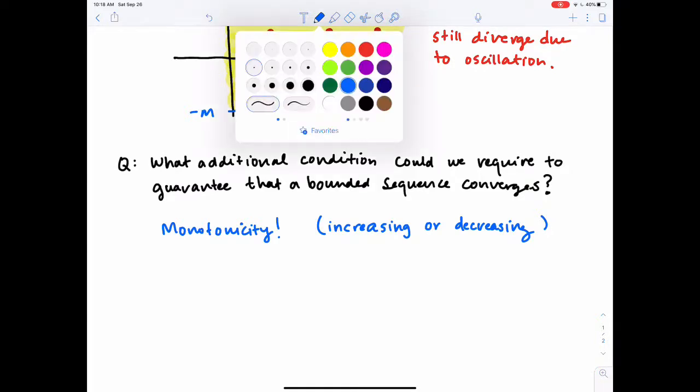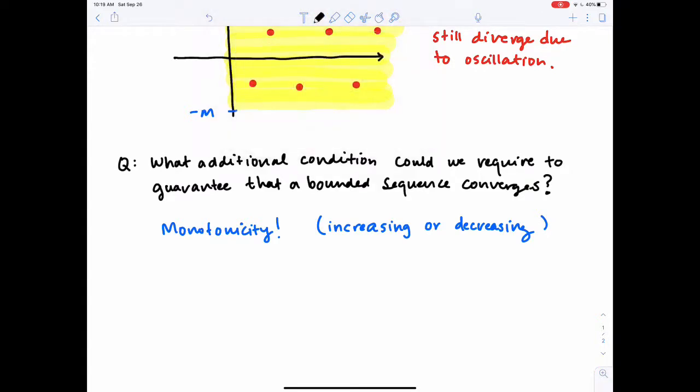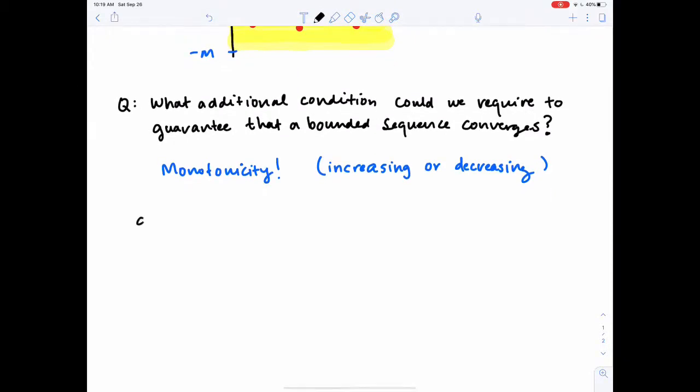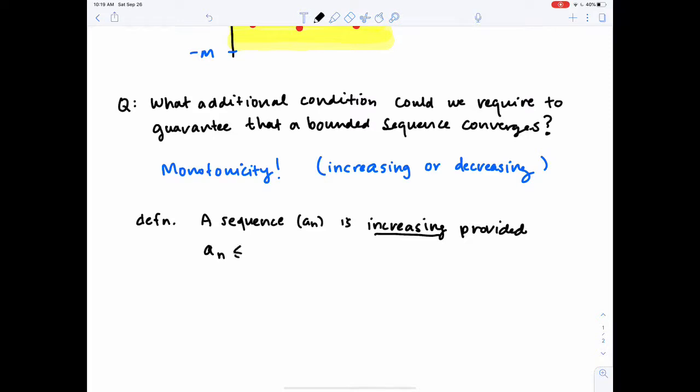And so if we're going to introduce these words increasing and decreasing, we should give a precise definition of what we mean. So definition, a sequence a sub n is increasing provided that a_n is less than or equal to a_{n+1}. So every time you move down your list, and this has to be true for all n in the sequence, every time you move further down your list, you either stay the same in size or you get larger.